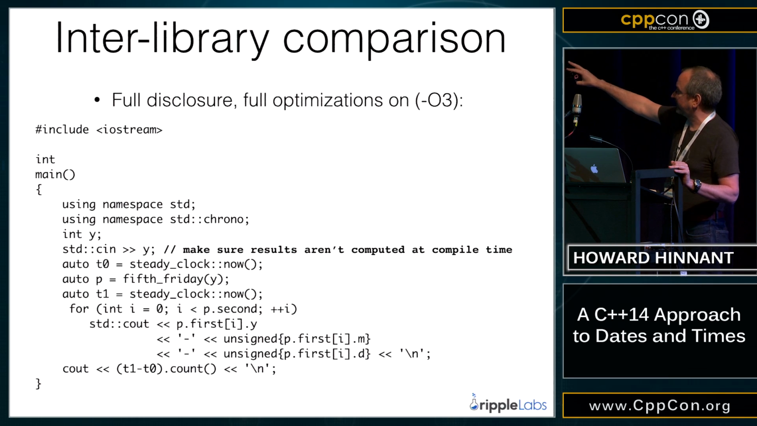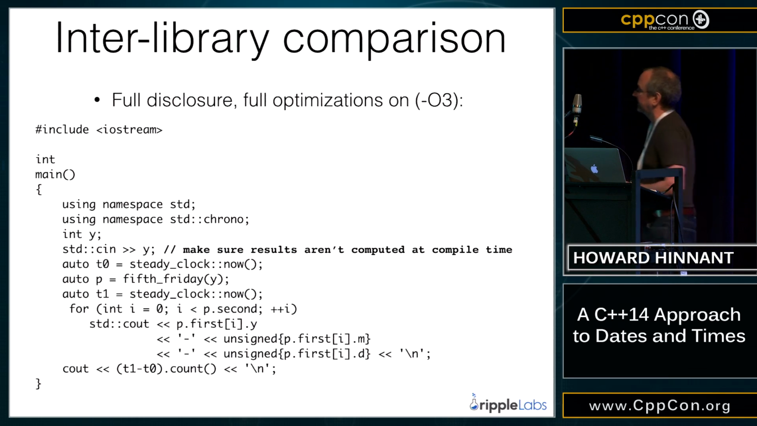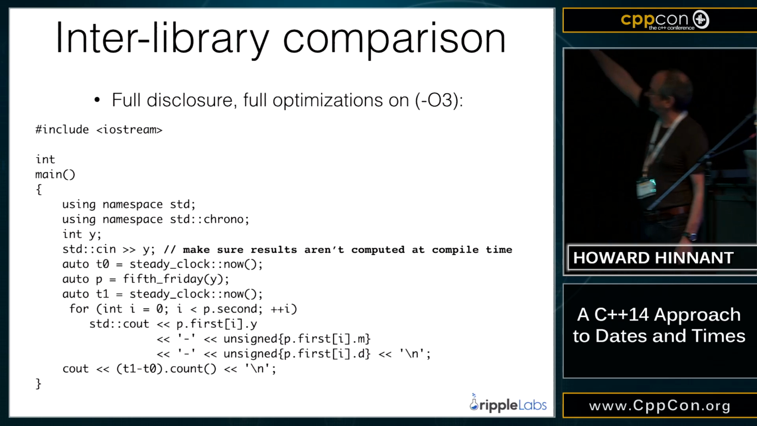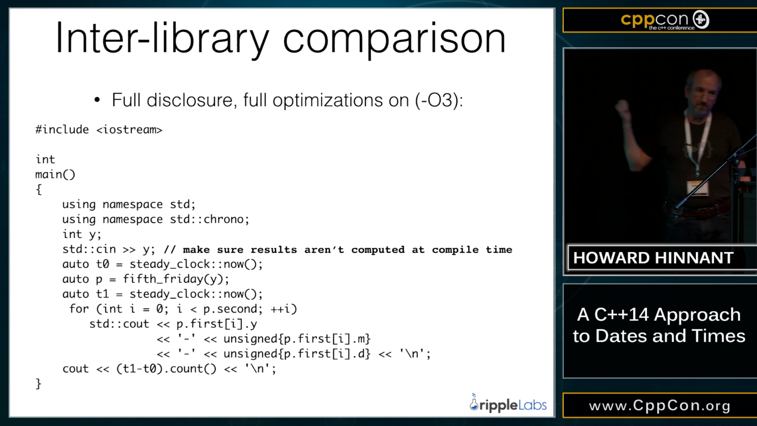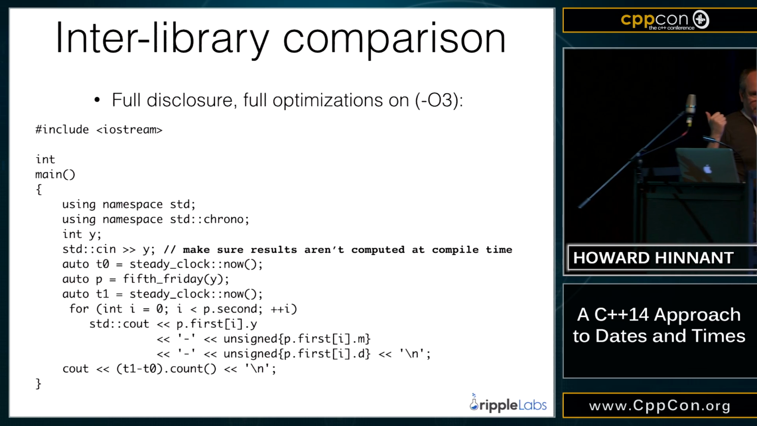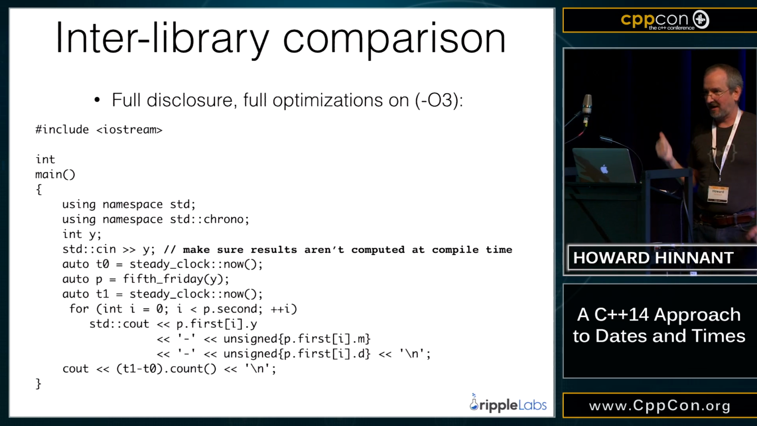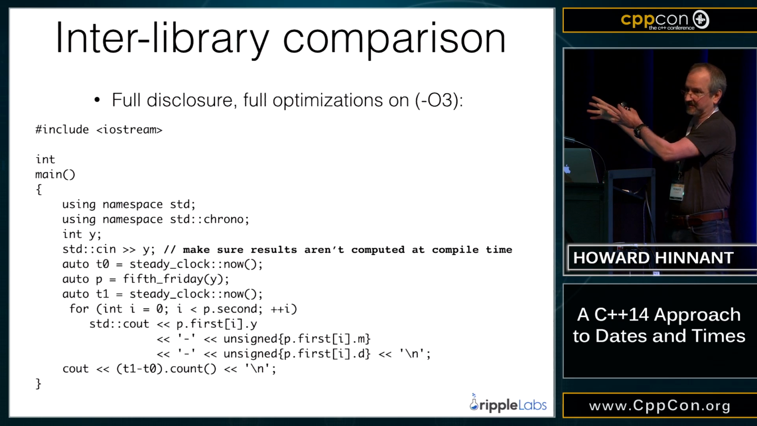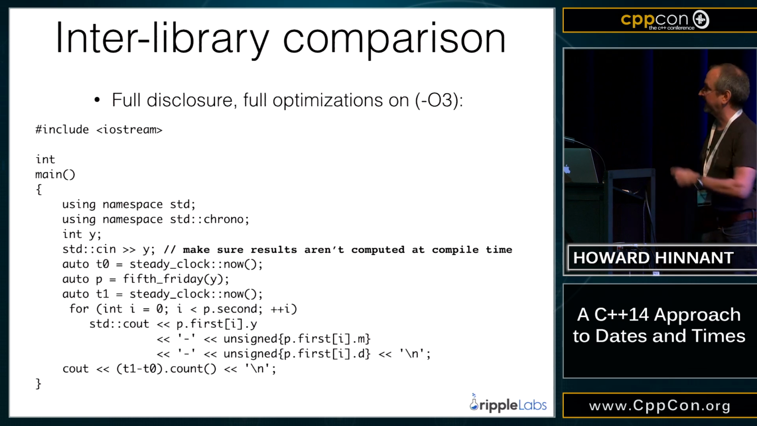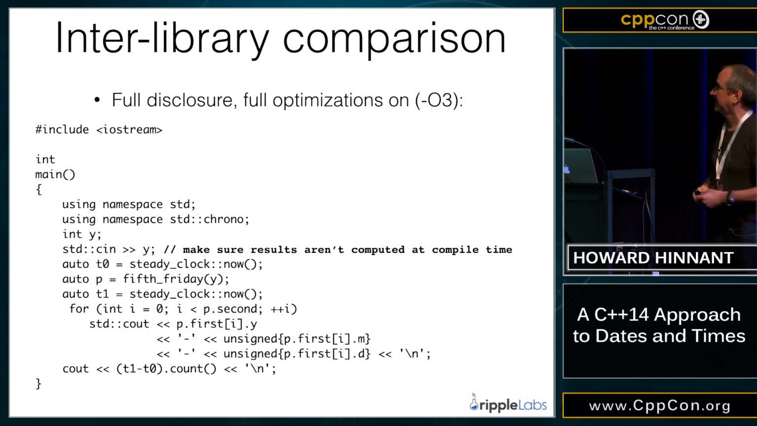Here is the driver I'm using, and Fifth Friday up here is the function that I'm actually timing. I'm wrapping that with steady clock now. I'm going to read my year in from the terminal, and the reason I'm doing that is because I know my library is very aggressive at computing everything at compile time. If I told it to, it would compute this whole thing at compile time without me even blinking, and then we wouldn't have anything to measure.